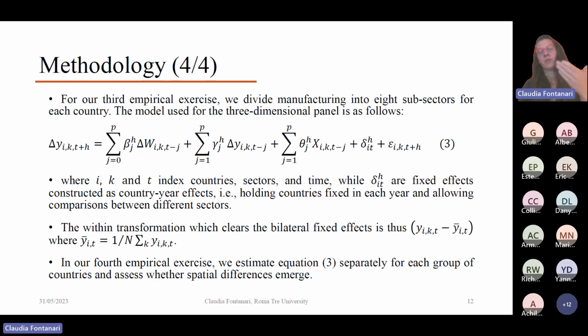Finally, I apply equation 3. The model in equation 3 is basically the same as equation 1, but applied to a 3-dimensional panel where we have, in this case, a bilateral fixed effect, which is constructed as a country-year effect. So we are holding country fixed in each year, and the within transformation is made in a way that allows the comparison between sectors. The same model is then used to analyze spatial disparities between the 3 groups of countries: core, Eastern European, and Mediterranean.